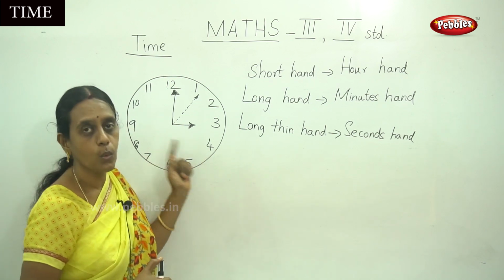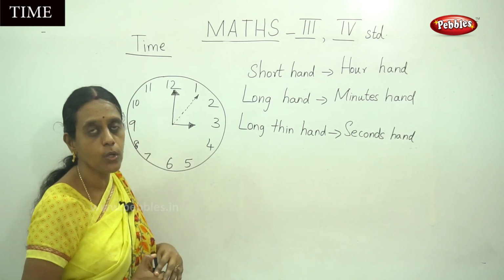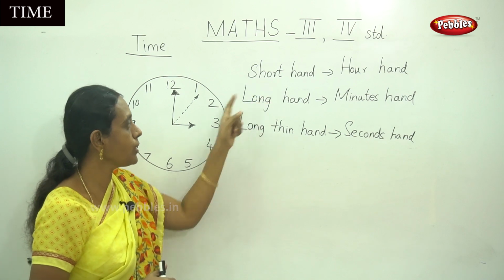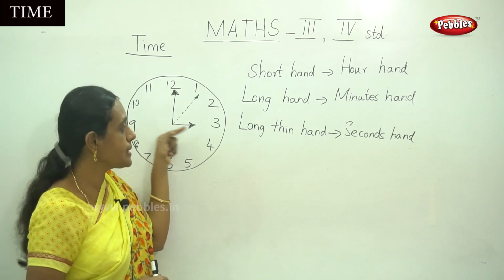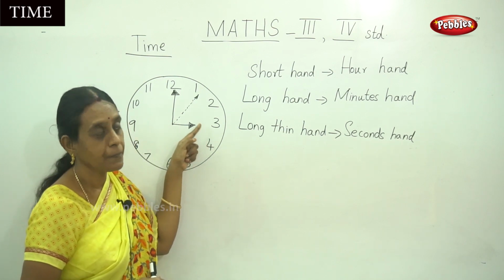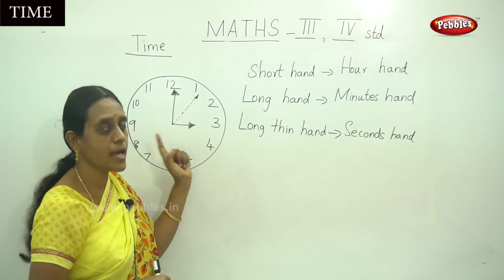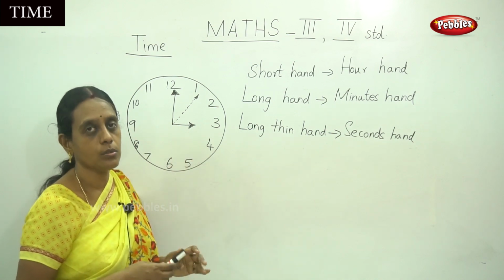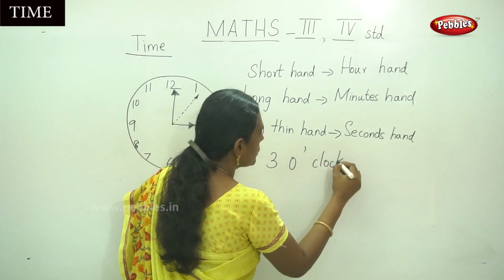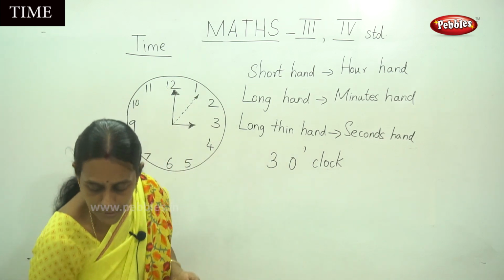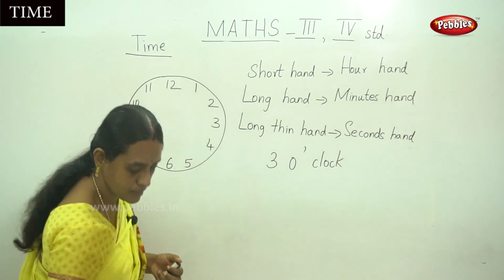Now what time does this clock show, children? It is 3 o'clock, because the hour hand, the short hand, is exactly located at 3, and the long hand stands exactly at 12. So the time is now 3 o'clock. Let me see another time by drawing.